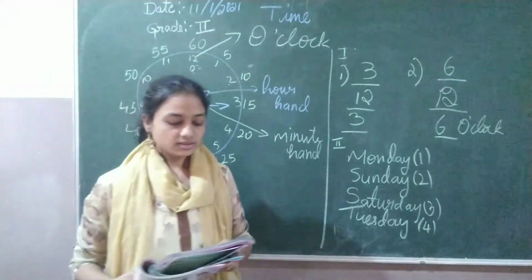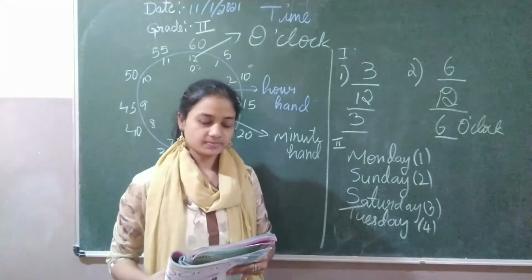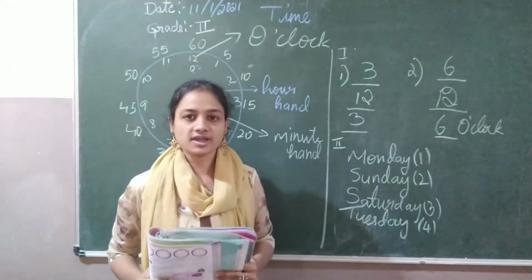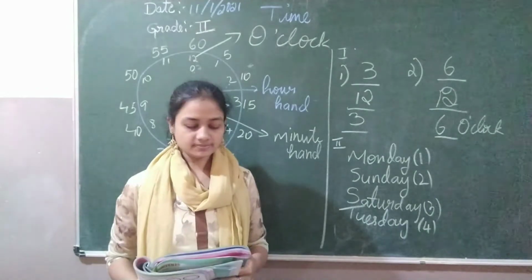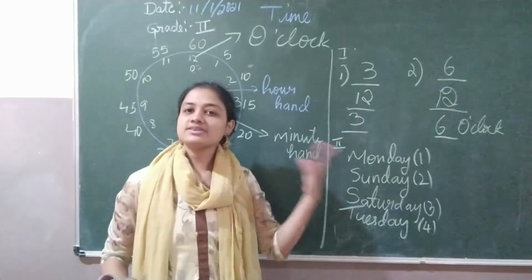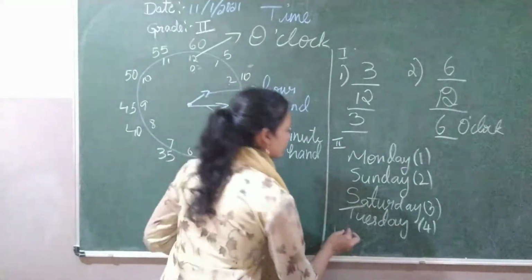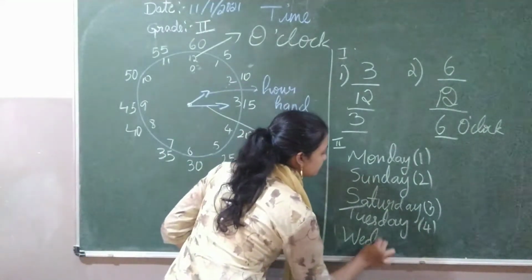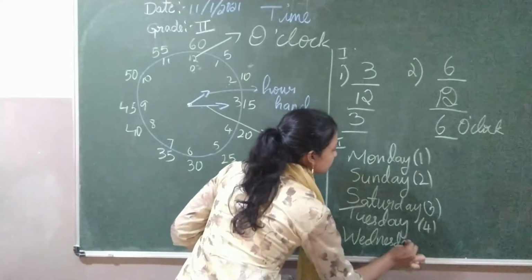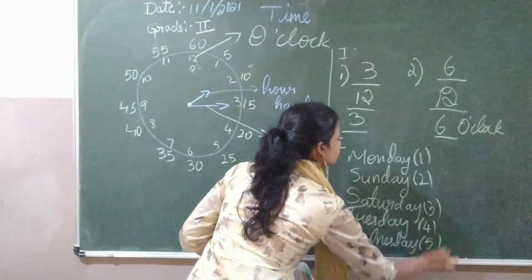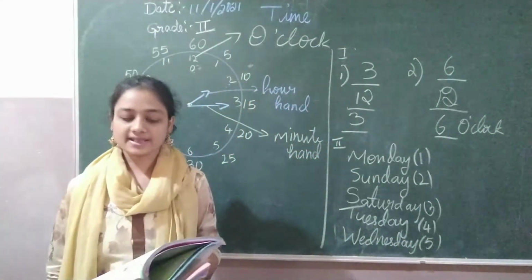Next one, Thursday comes after. After which day is Thursday coming? After Wednesday. After Wednesday is Thursday. Right, children? So where you see Wednesday, write 5. So we finished the exercise.